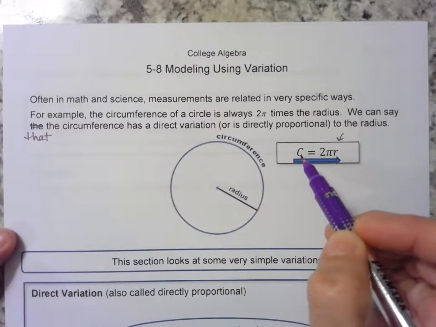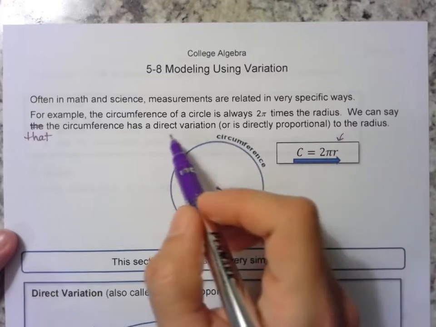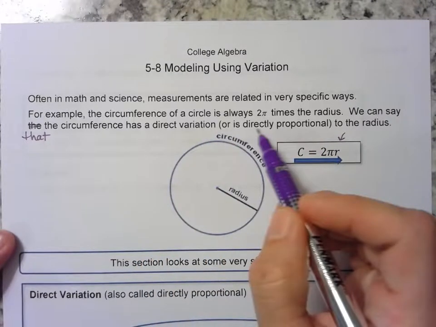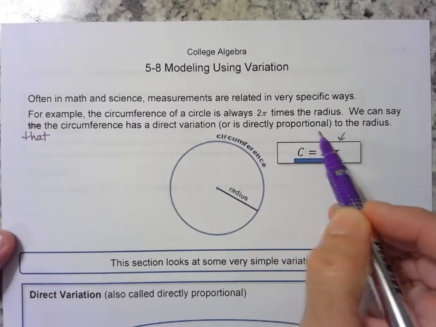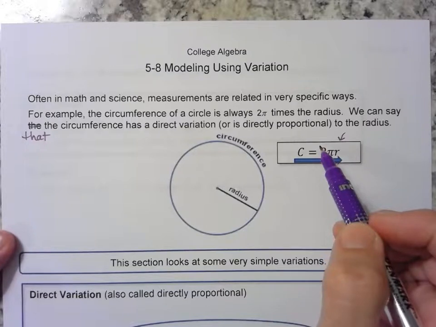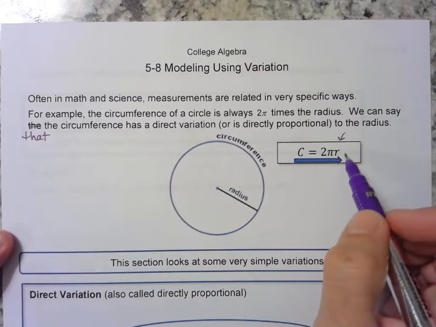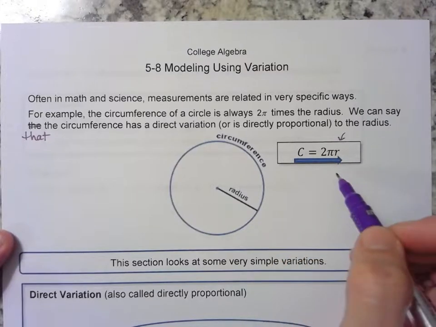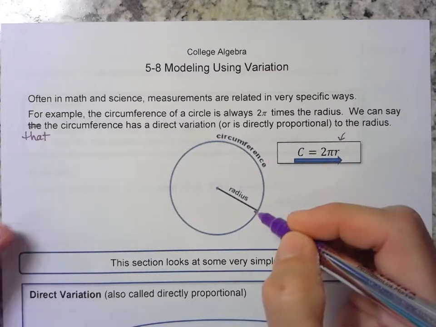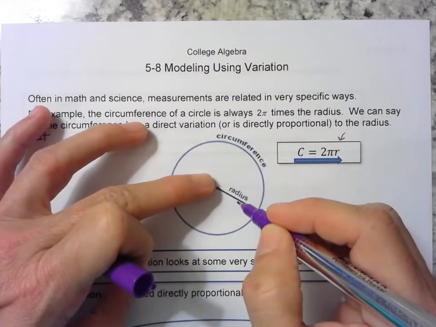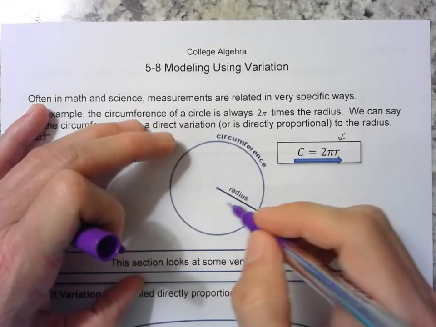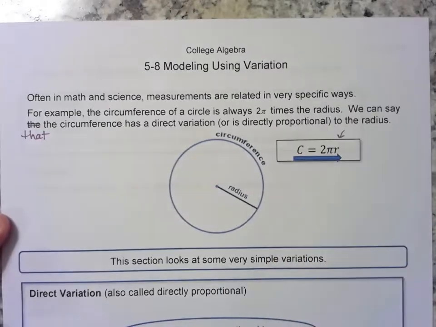That's called a direct variation, or they are directly proportional. And you could say that they are related directly, right? As one goes up, the other goes up. As one goes down, the other goes down. So if this radius were to get smaller, then the circumference would also get smaller. Okay, so let's look at different types of variation.